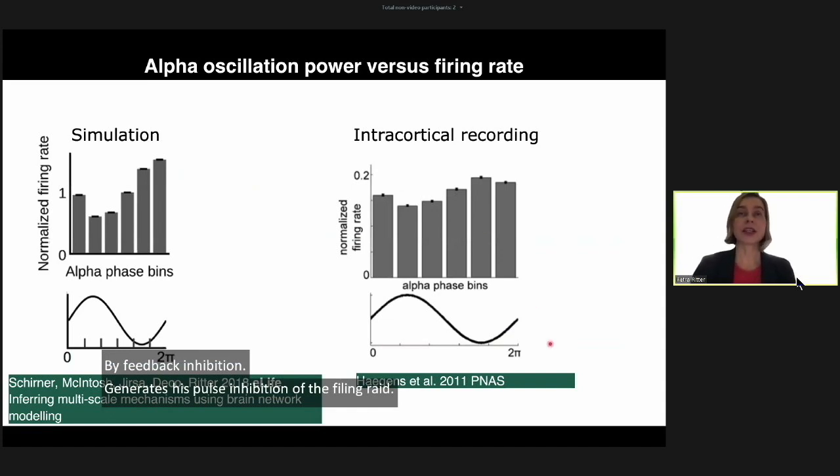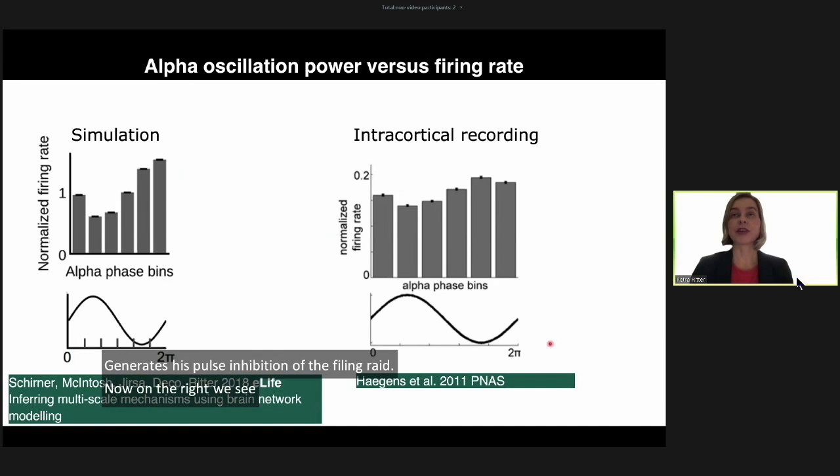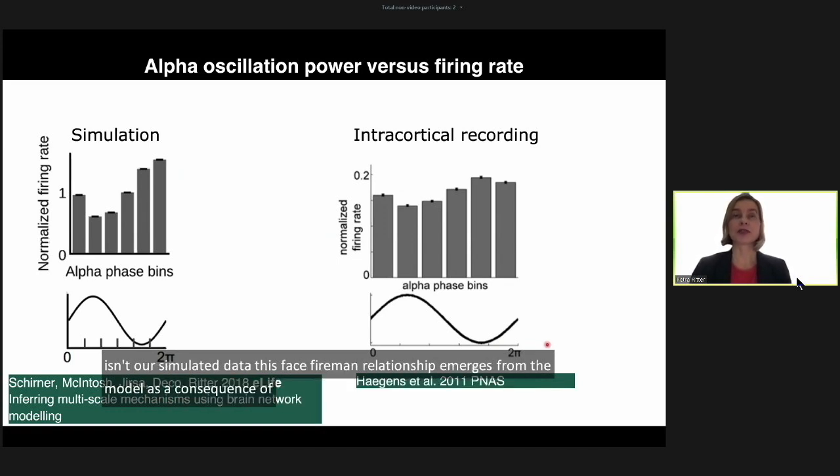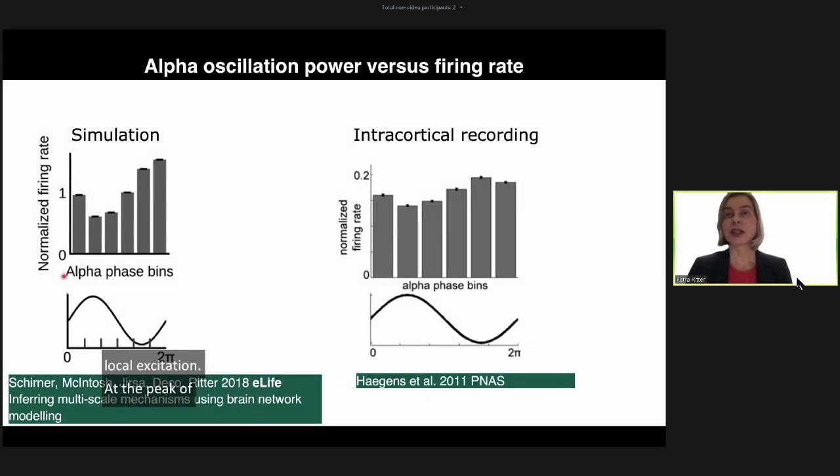Now on the right, we see this relation of alpha cycle phase and firing as it is in our simulated data. This phase-firing relationship emerges from the model as a consequence of the model fitting derived weights for global and local excitation. At the peak of the alpha cycle, we have minimal firing.